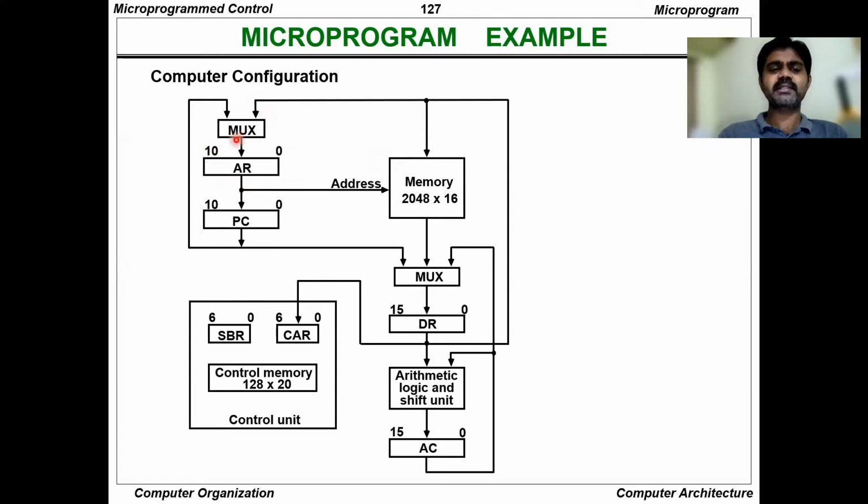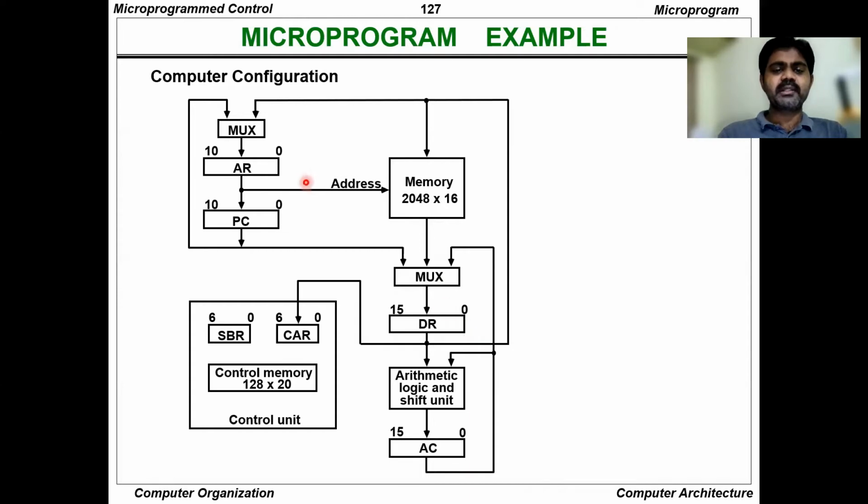So here we have a multiplexer. 0 to 11 is AR, and again I'm taking 0 to 11 as PC. PC is a program counter, which always points to the current address. So you can see the link for address here. Then multiplexer. Here we have a data register. The data register is 0 to 15, that means 16 bits. So data is of 16 bits.